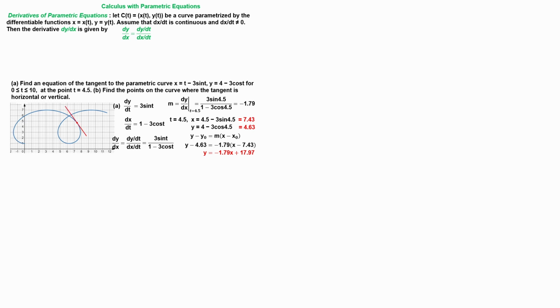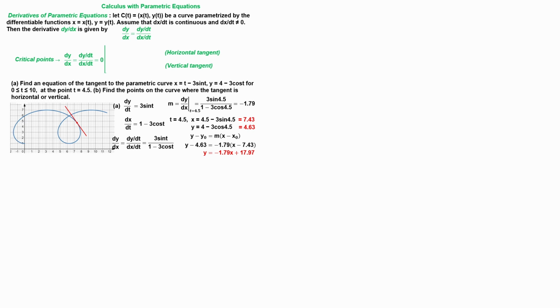To solve part B, we first need to discuss the problem of finding the horizontal and vertical tangents of parametrically given curves. Briefly, we need to find the critical points of the curve, and this is achieved by setting the derivative equal to 0. On parametrized curves, there are two types of critical points: points where the tangent line is horizontal and points with a vertical tangent line.